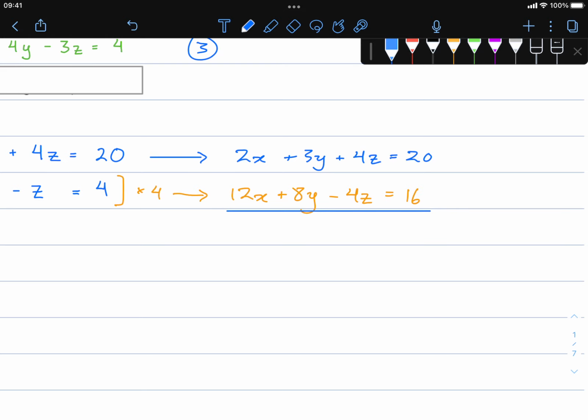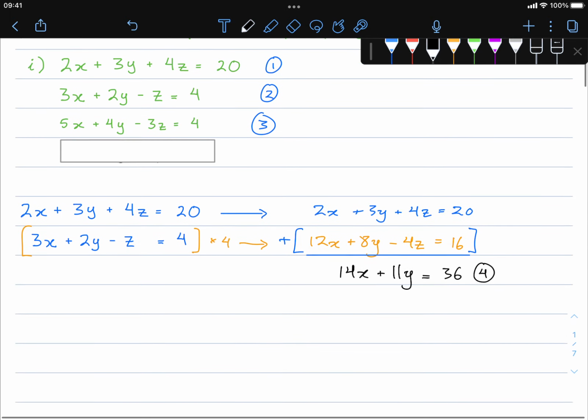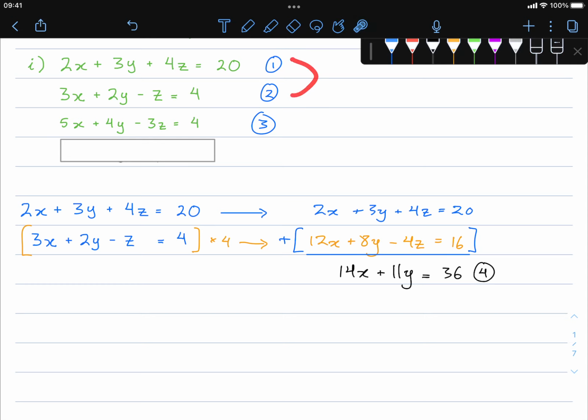Now from here we do just a regular elimination. Since these two are the same, it'll be 4 plus negative 4. So we're going to do an addition like so. So it'll become 14x plus 11y. These two are eliminated, equals 36. I'm going to label this equation number 4. Good, so we're finished with 1 and 2.